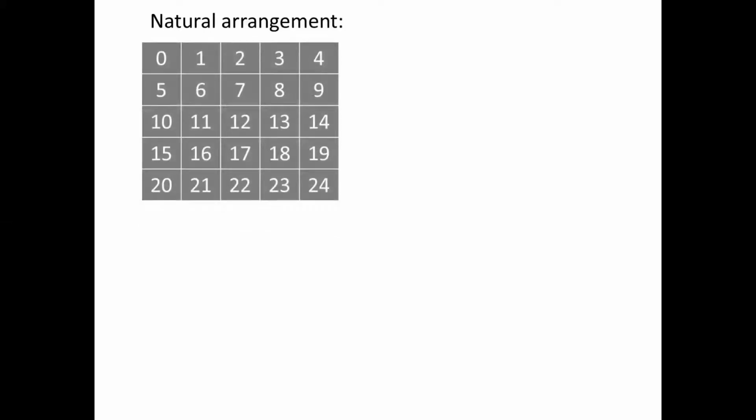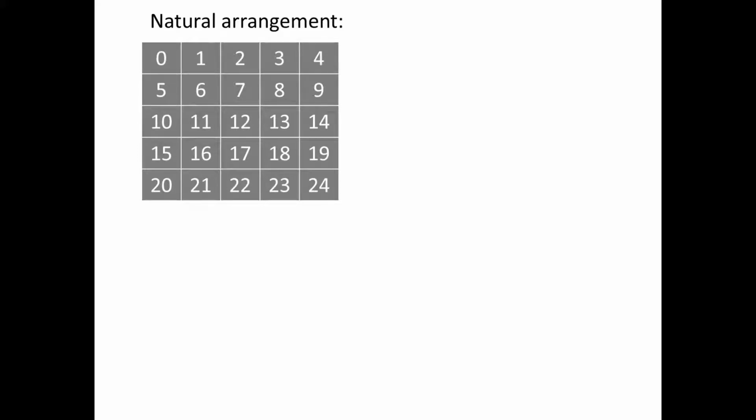I'm going to introduce another table. This is the starting point. I call it the natural arrangement. This is just from the smallest to the largest: 0, 1, 2, 3, 4 in the first row, and then 5, 6, 7, 8, 9 in the second row, all the way to 24. This is the natural arrangement.